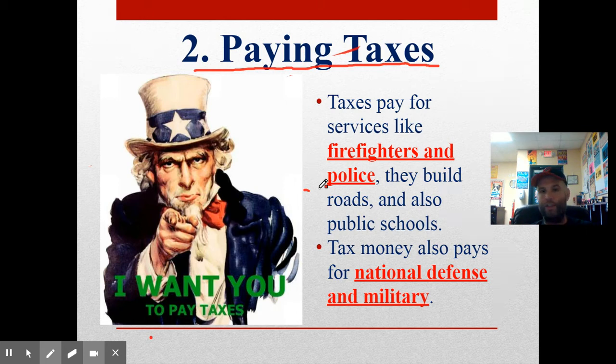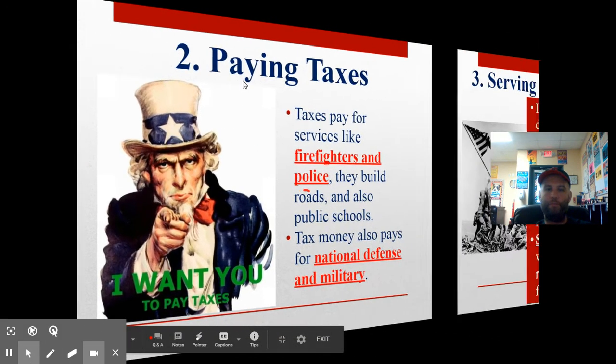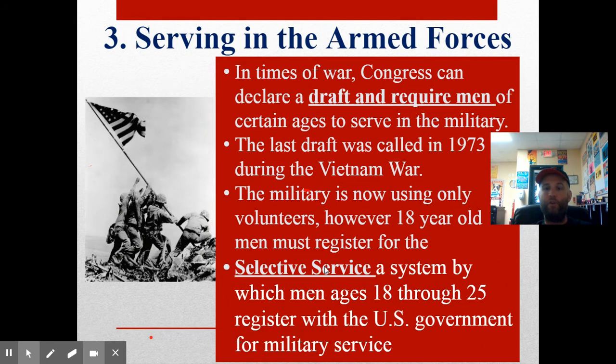That's why it's an obligation. It's not optional. If it was optional, no one would do it, and then the country would fall apart. So it is an obligation, one of the things you must do. So on the right, you can just write down paying taxes. Okay. All right. Next obligation you must do is you must serve in the armed forces if called upon.